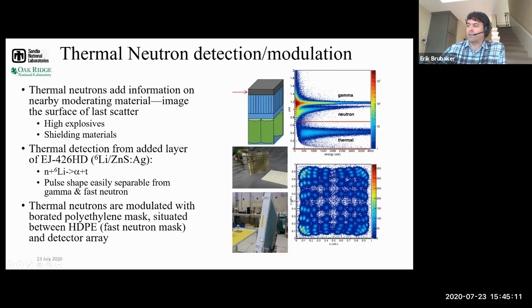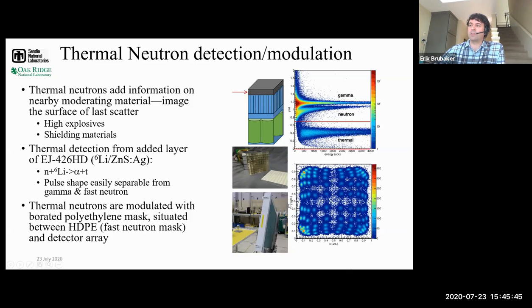And the other element there is that we add a layer of borated polyethylene to the mask in order to block thermal neutrons coming through. And now all of a sudden we've got an imager that has sensitivity to both fast neutrons and thermal neutrons. In fact, it also has sensitivity to gammas, although the mask is not optimized for gammas, but gammas will be partially attenuated by that mask, and so we can also make gamma images at the same time. Though it's not optimized for that, as I said.